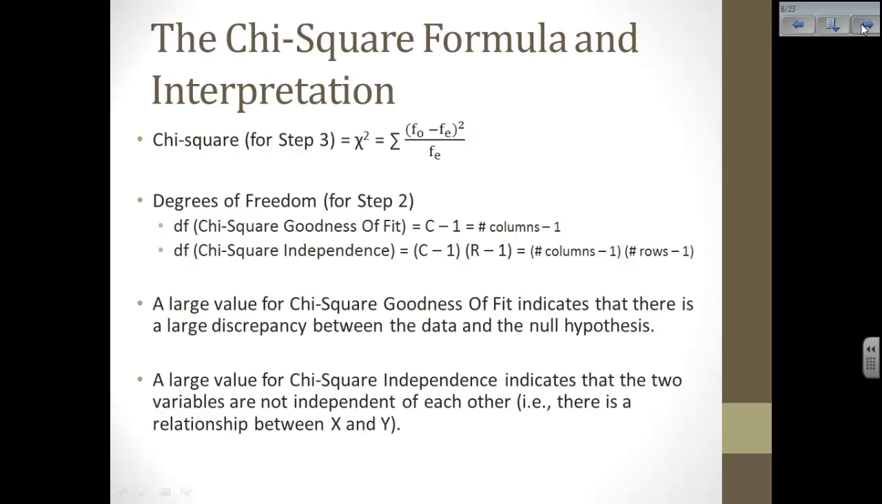Or in other words, a large difference between your FO, frequency observed in the data, and your frequencies expected under the null hypothesis. Now, for the chi-square test of independence, if you have a large value for that chi-square, that tells you that the variables are not independent of each other. Or in other words, there's a relationship between X and Y. So as your value for chi-square gets further out to the right of the distribution, that means there's a stronger relationship between X and Y.